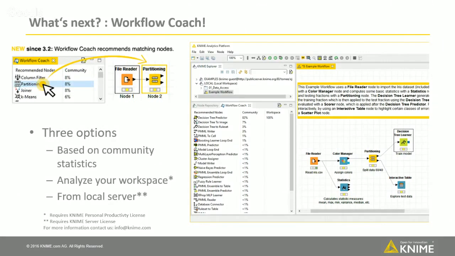The first one is what's next, the workflow coach. The workflow coach allows us to recommend what node might come next in your workflow. For example, if you already have a partitioning node and a decision tree learner, then based on analysis of community usage that you've agreed to give to us, we allow you to see that the decision tree predictor is the next most likely node in the workflow. I'm just going to show a quick demo of how that will work.